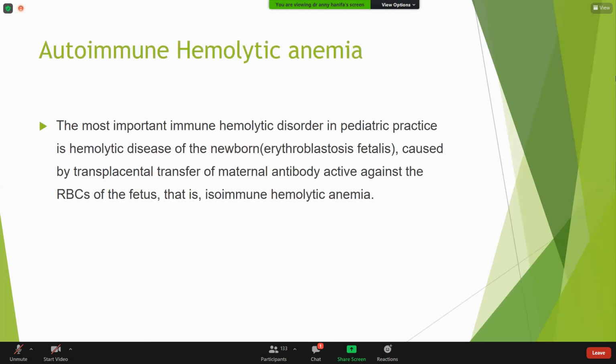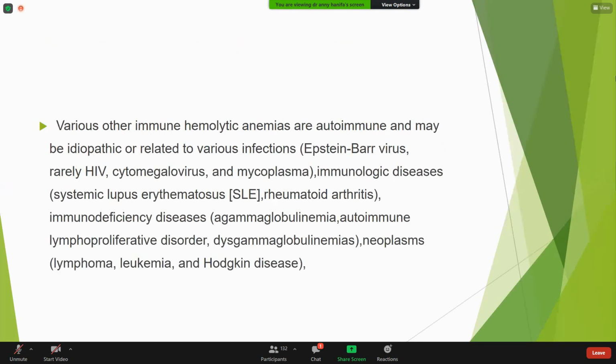Now we come to the acquired hemolytic anemia, or the autoimmune hemolytic anemia. The most important immune hemolytic disorder in pediatric patients is hemolytic disease of the newborn, which is caused by transplacental transfer of maternal antibody active against the RBCs of the fetus, that is isoimmune hemolytic anemia. Various other immune hemolytic anemias are autoimmune and may be idiopathic or related to various infections like Epstein-Barr virus, rarely HIV, CMV, and mycoplasma. Immunologic diseases like SLE, rheumatoid arthritis, immunodeficiency disease, lymphoproliferative disorders, and neoplasms like lymphoma, leukemia, and Hodgkin disease.